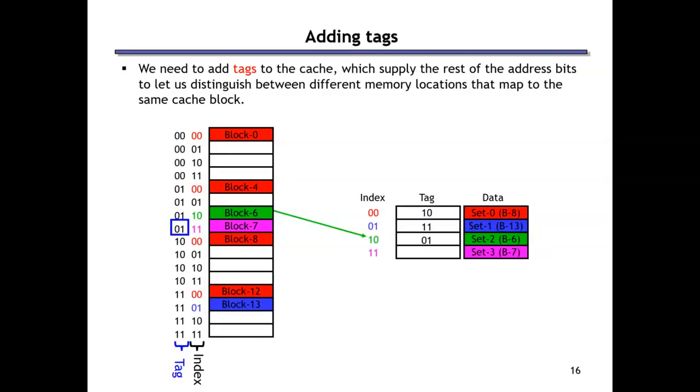I'm very happy today. Okay, and now we assume that block 7 is currently residing in the cache. What will be the tag field now?